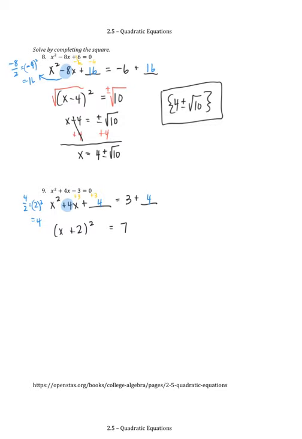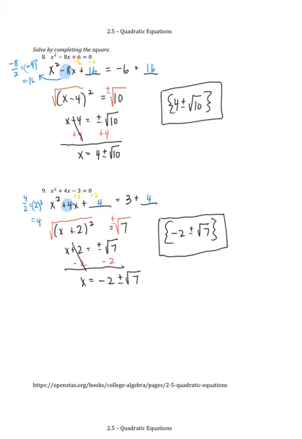Now I can use the square root property. So square root both sides. Don't forget to put the plus or minus. The square and the square root undo each other. So I have x plus 2 equals the plus or minus the square root of 7. Last step, get the x by itself. So subtract 2 from both sides. So x equals -2 plus or minus the square root of 7. So those are my two solutions to this quadratic equation.